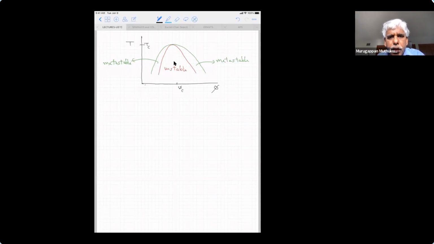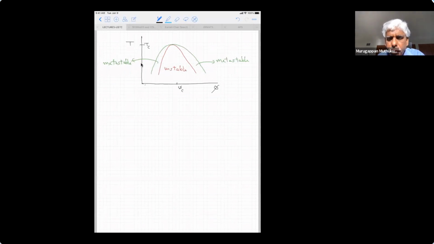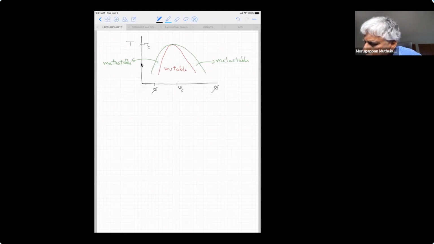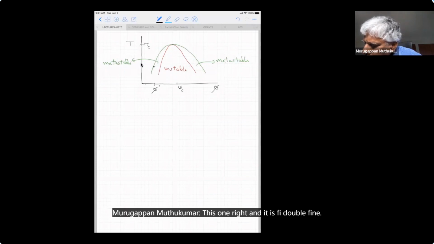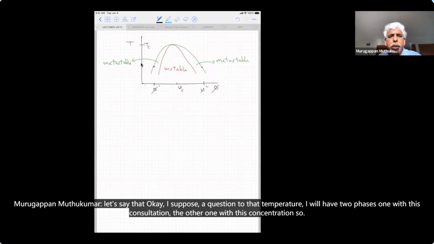different. For example, suppose I quench the system to this temperature, right? Then I would say eventually it would be phi prime. Let's say this is phi prime, and this is phi double prime. Let's say that. Okay. Suppose I quench it to that temperature, I will have two phases, one with this concentration, the other one with this concentration.